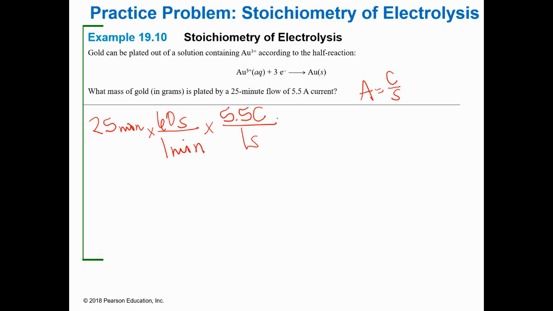Once we get to coulombs, you need to use Faraday's constant, but it's got to be on bottom. It's 96,500 coulombs per 1 mole of electrons. As we're looking in this reaction, notice there are 3 moles of electrons. So there are 3 moles of electrons in 1 gold. And then it wants grams.